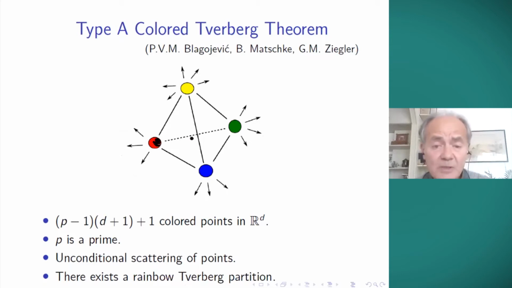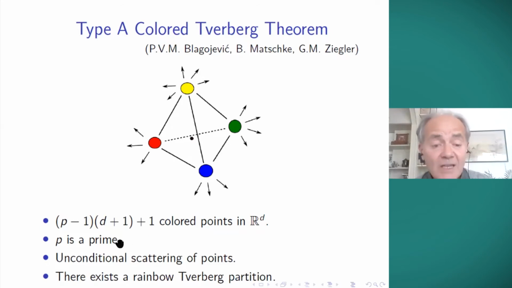Again, you have this particular configuration, but now you have colors. Now you have a strict condition. You do not allow arbitrary faces, triangles, or simplices. You allow only rainbow simplices. But you allow, as in the previous results, unconditional scattering of points. So you take yellow points and distribute them anywhere. Red points the same, blue and green points as well.